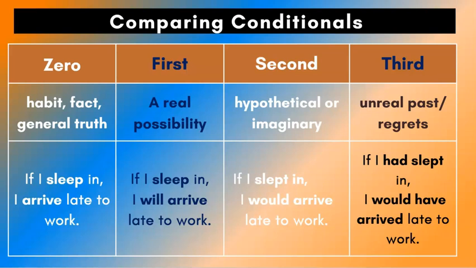And then the third conditional we use for the unreal past or regrets. For example, if I had slept in, I would have arrived late to work. But I didn't sleep in, so I didn't arrive late to work.